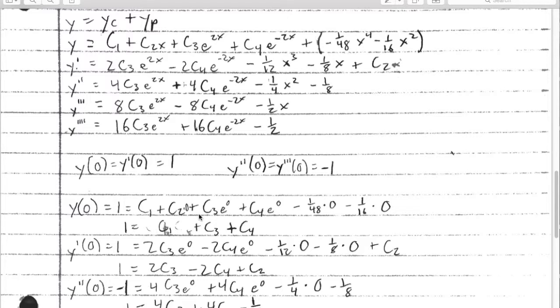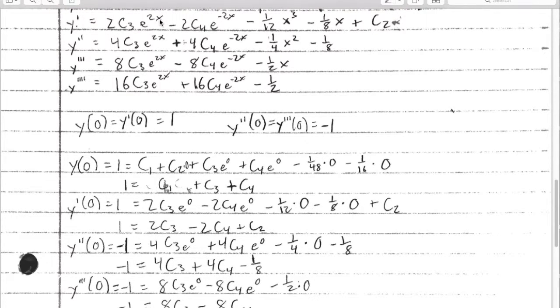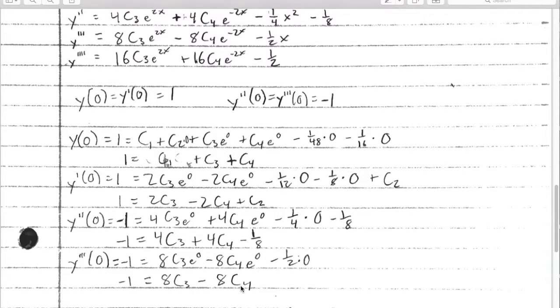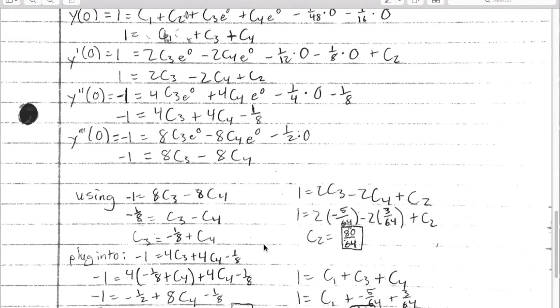Next, we look at the first derivative of y's initial condition, y prime of 0 is equal to 1. So then we would plug in 0 again into the first derivative equation, plug in 0 for x, and that would leave us with 1 equals 2 times c3 minus 2c4 plus c2. And then you'll do that for the next two. It's pretty redundant, so I'll spare you having to listen to me explain those.